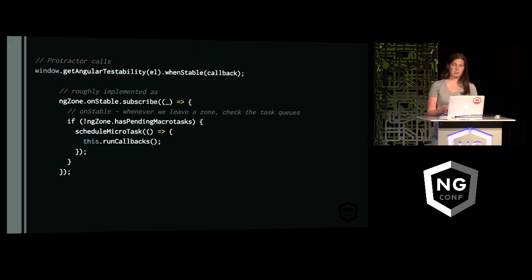or get data back from the page, we use Angular's testability API and ask it, is the page stable? Let me know when it is. Behind the scenes, this is roughly implemented as asking the Angular zone when it's stable, and then if it has no pending macro tasks. So unstable roughly means your microtask queue is empty, and then if we have no pending macro tasks, we're good, and we can run our callbacks and continue with our test script.